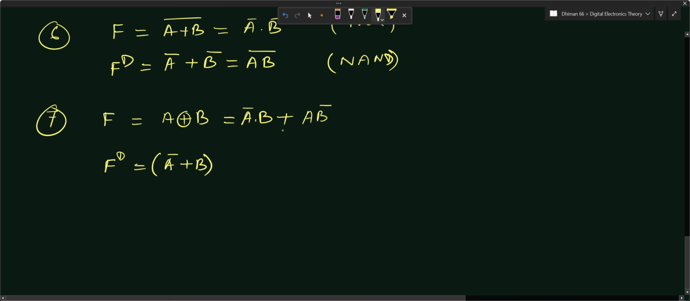Here we have a plus, so this plus will be replaced by a dot. Next we have A, here also we have a dot, so this will be replaced by OR operation, A plus B bar. I hope you are clear up to here.